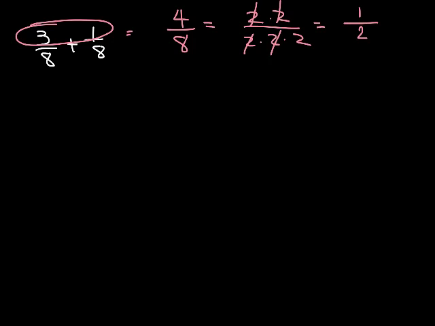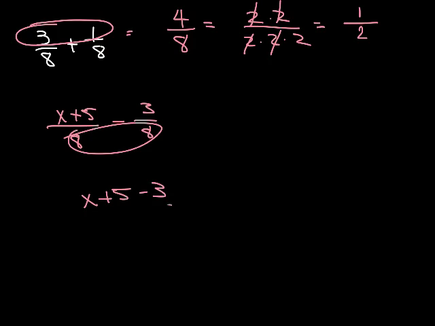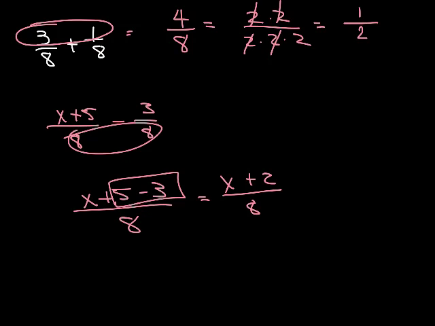What if we have something like x plus 5 over 8, and we want to subtract 3 over 8? Oh goodness, what are we going to do with that? Since the denominators are the same, we're just going to write it as x plus 5 minus 3. And we always put it over the denominator, which will be the same. So 5 minus 3 is 2, so that becomes x plus 2 over 8. And you are done.